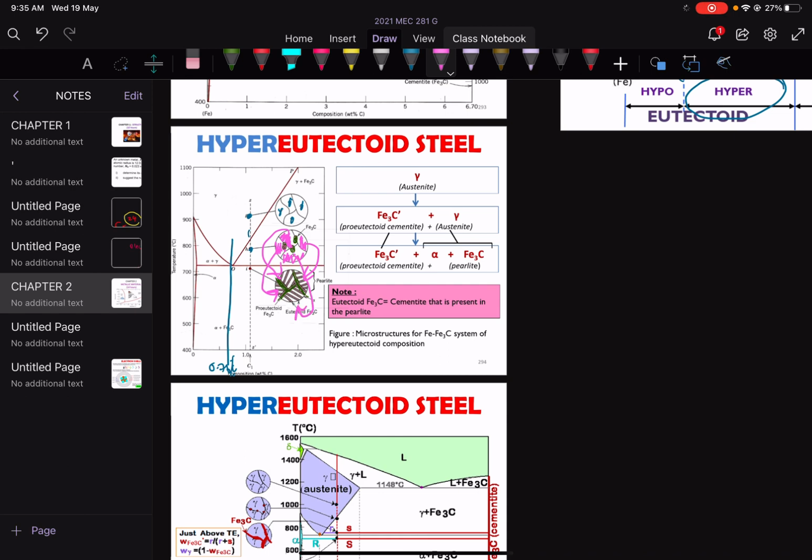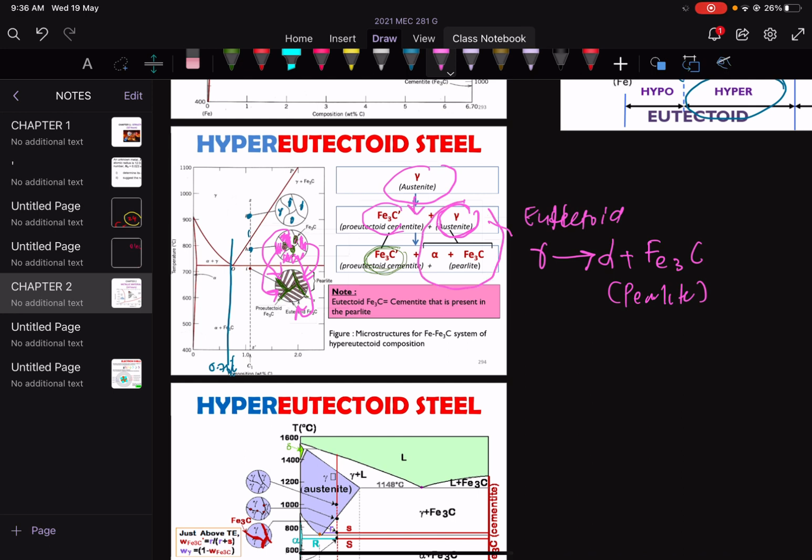So let's look at the transformation. From gamma, it will become cementite plus gamma. This one is pro-eutectoid cementite, the green one. And then at some point, when we further cool down the alloy, the pro-eutectoid cementite will start to harden and become crystal, so it cannot be changed and it stays. The only thing that can be changed is gamma, because of the eutectoid reaction. Eutectoid reaction is gamma becoming alpha plus cementite, or ferrite, or pearlite. So all of the gamma will be transforming into pearlite.